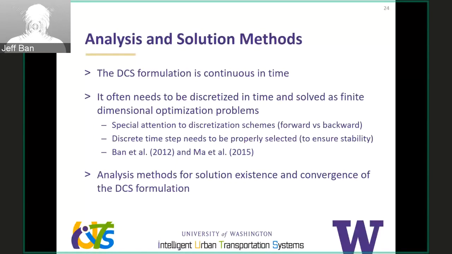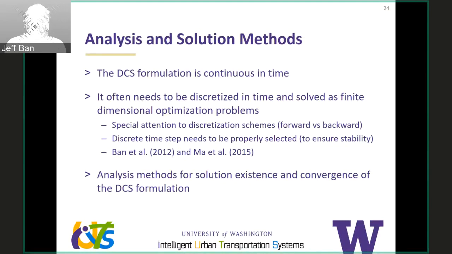The formulation is continuous in time. Oftentimes you can solve it in continuous time, right? So we need to discretize, but discretization oftentimes we do very naturally, in very intuitive ways, but sometimes you need to be careful about how you discretize. Is it a forward or backward scheme, right? If you know a little bit of control, that has implication about the stability of your model, and also the time step, how big you should choose the time step, okay?